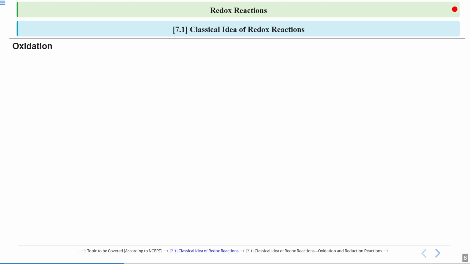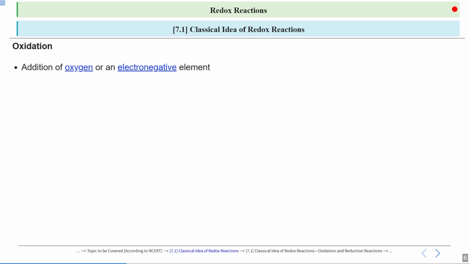So to have an idea about redox reaction, we must know about the reduction and the oxidation reaction, and how the oxidation reaction and the redox reaction take place. So first of all, let's understand the oxidation reaction. What is oxidation reaction? How does it take place?